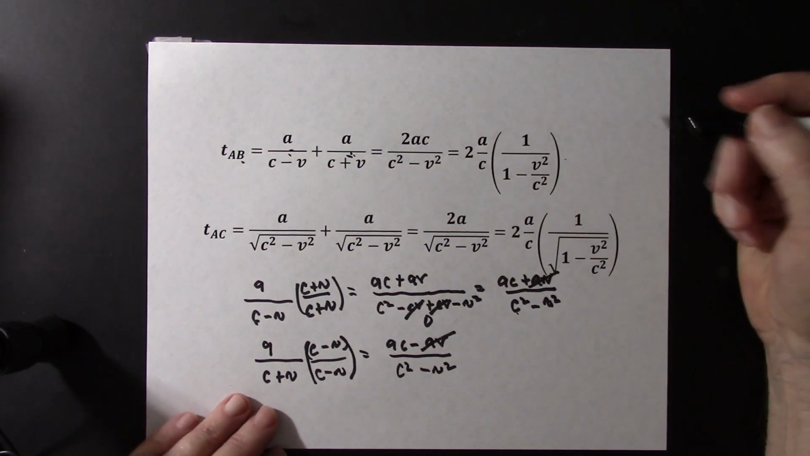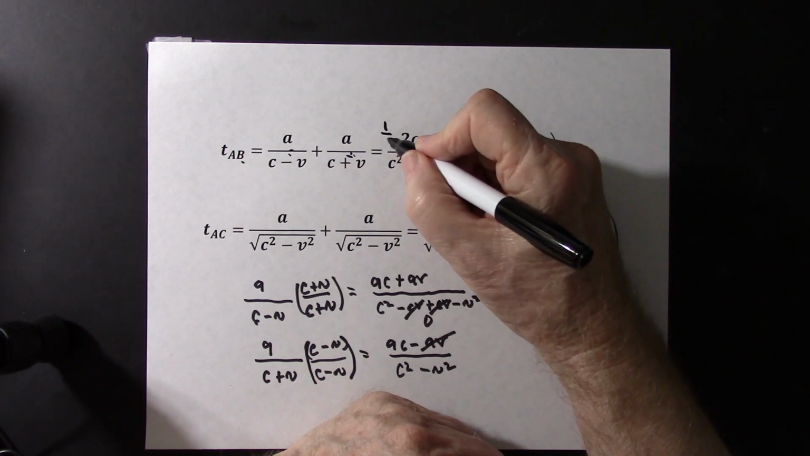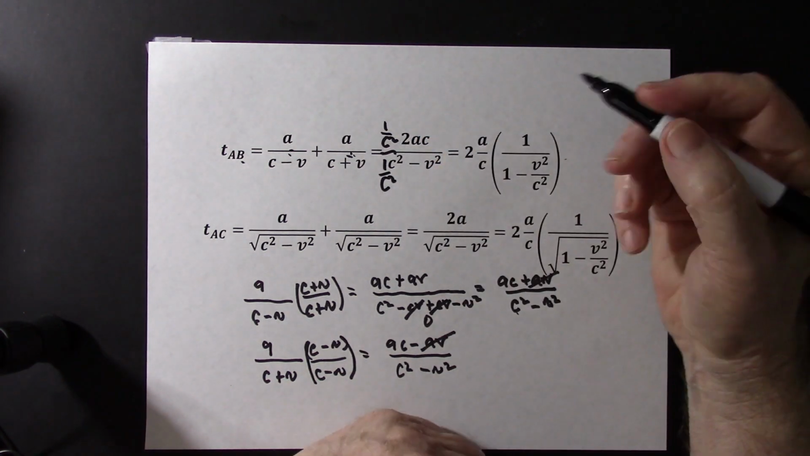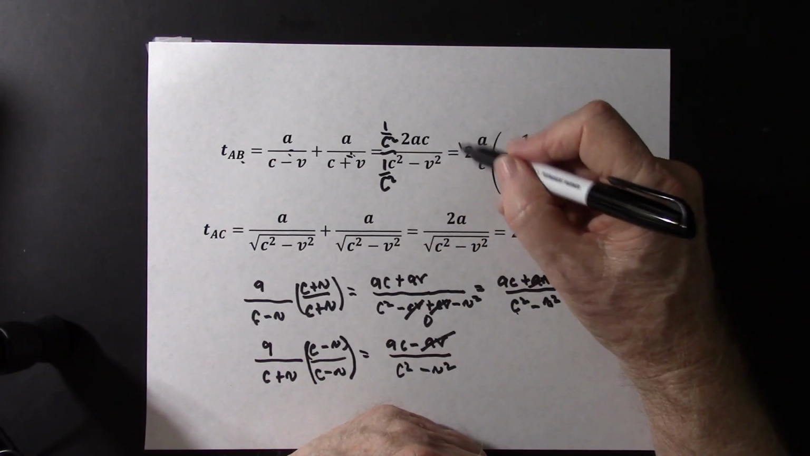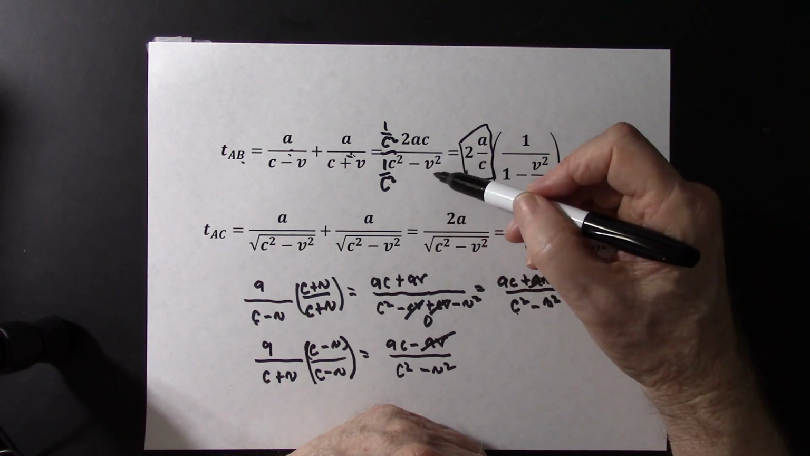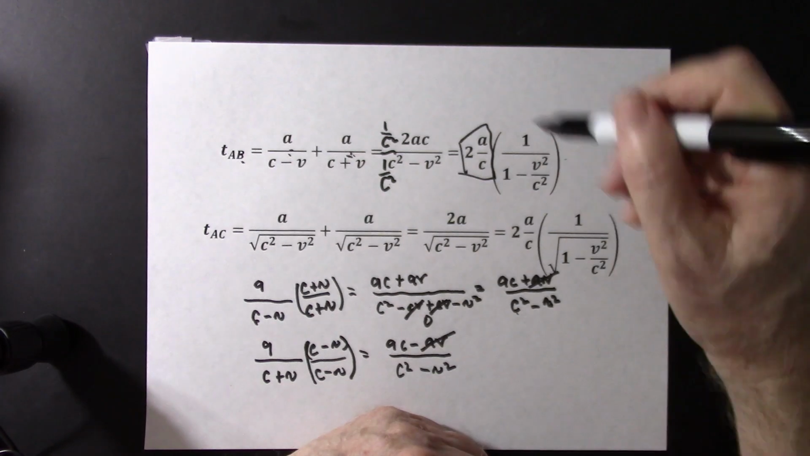So how do we get to here? Well, we can just multiply this by 1 over c squared divided by 1 over c squared, which is 1. This multiplication just gives us that. And this multiplication, that would be 1 minus v squared over c squared. That just gives us that. So yes, TAB equals that.